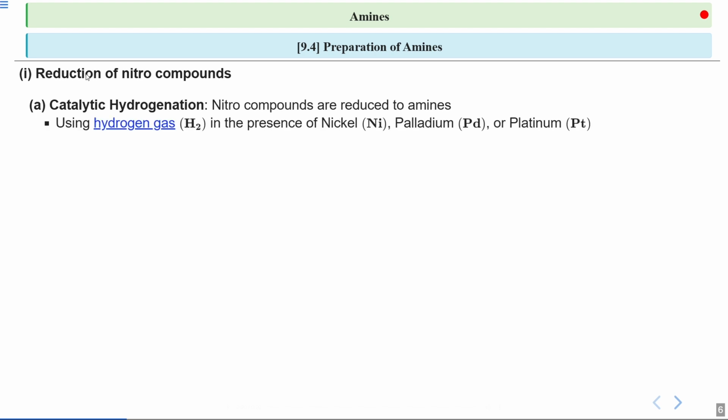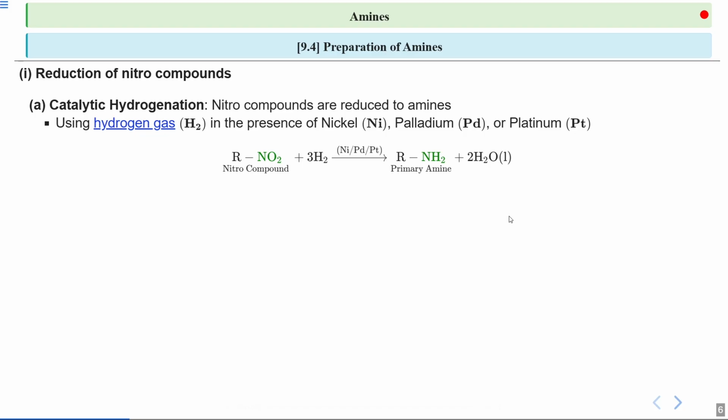So here we use hydrogen gas, okay, which is H2, with a metal catalyst like nickel, palladium, or platinum. So these metals, they provide a surface for the reaction to happen more efficiently.